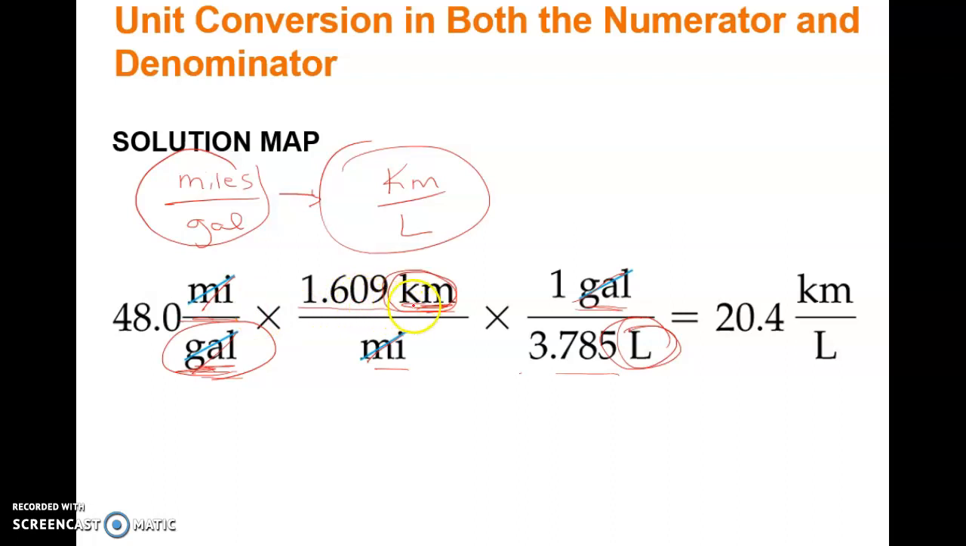If it's on the top, it gets multiplied. If it's on the bottom, it gets divided. All right, so I have 48 times 1.609 divided by 3.785, and it pops out. Actually, I'm not sure what would pop out in your calculator, but they do have this to the correct significant figures of 20.4. Always be sure to write your units, and that is kilometers per liter.